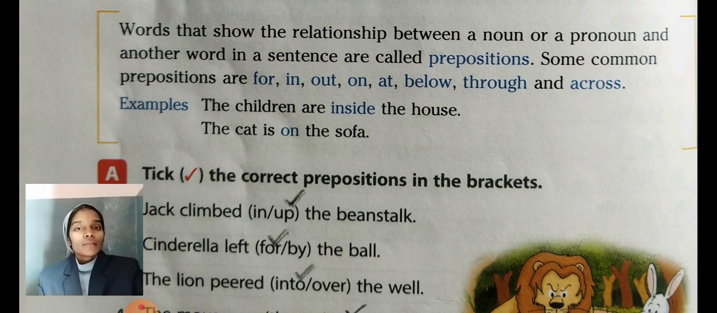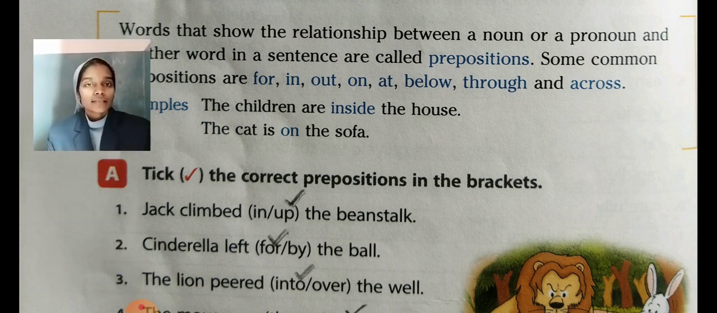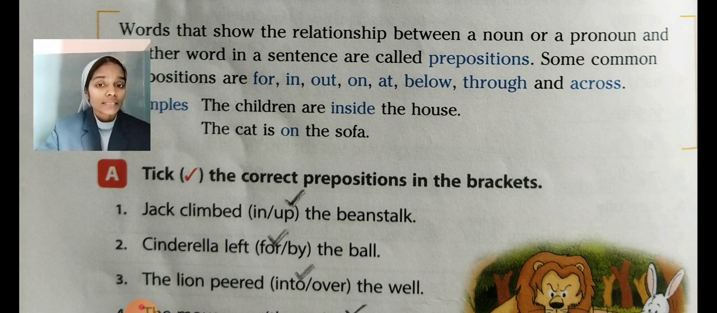Yes, friends, now we will go through the first exercise, that is, tick the correct preposition in the brackets. First one, Jai climbed the beanstalk. Jai climbed up, which is the correct preposition, up. Beanstalk means a stem of a bean plant. Jai climbed up the beanstalk.